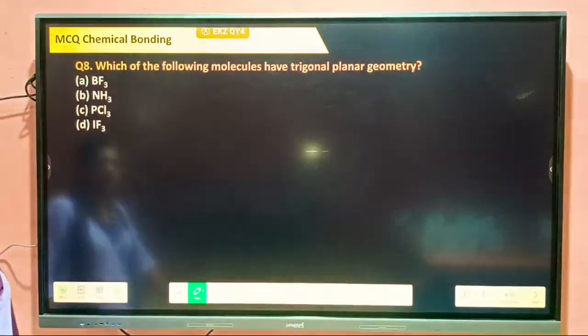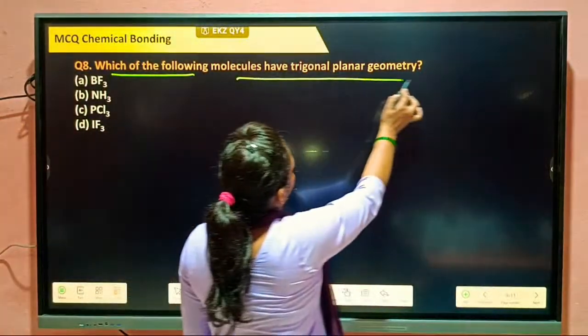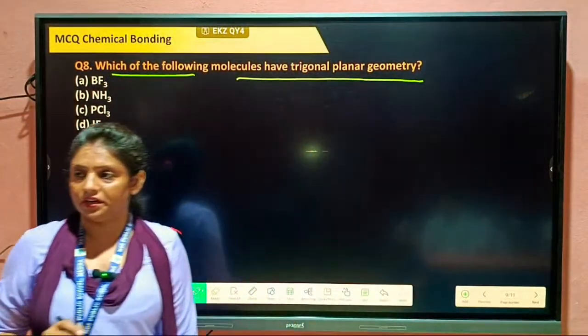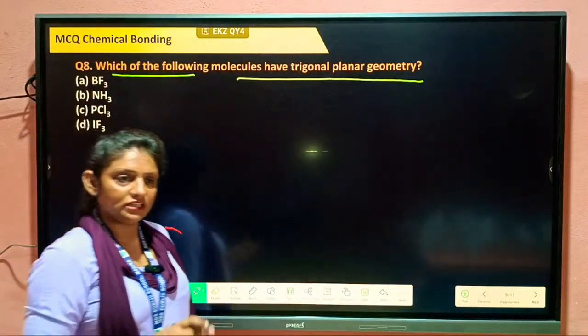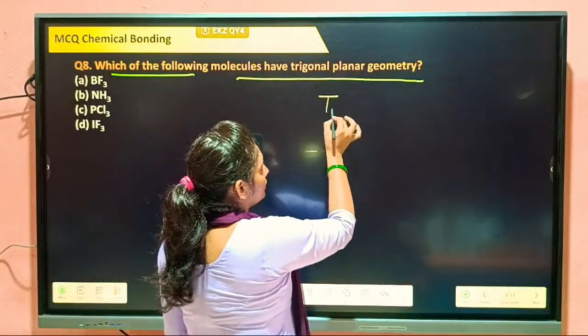Now our next question is: which of the following molecules have trigonal planar geometry? We have already done VSEPR theory. Okay, so trigonal planar.